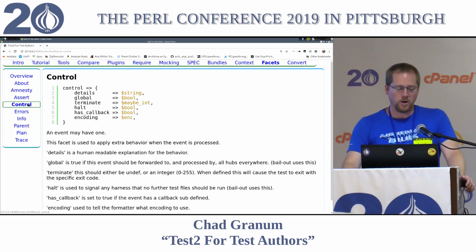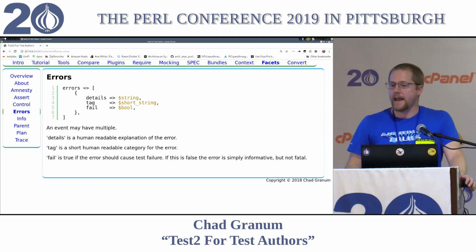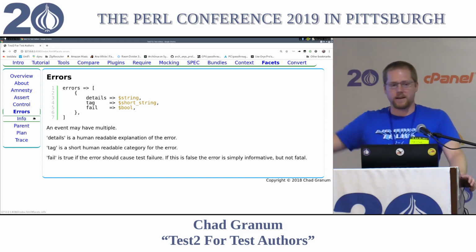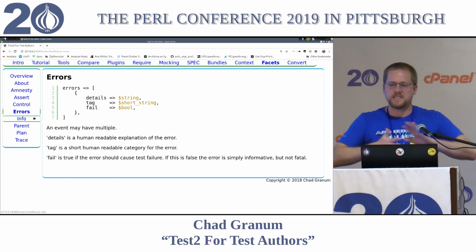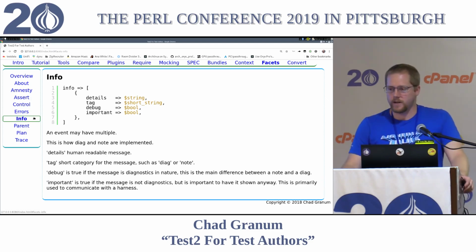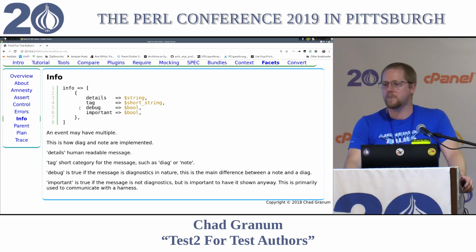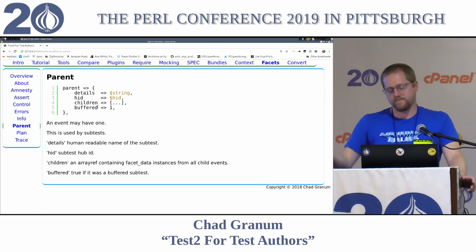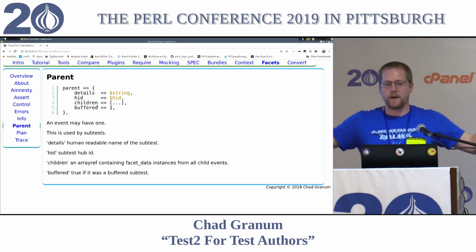There's control, which just has a bunch of internals you don't need to know about. Errors: you can add error strings specifically to your event so that you can see, hey, test 2 had an error, or my tool had an error that is separate from the actual failure. Like if there was an internal error in your test tool, you could put it in there. Info is how note and diag are implemented, and you can have any number of info facets inside of an event. Parent basically just gives details of, if I am nested, here's how I'm nested.